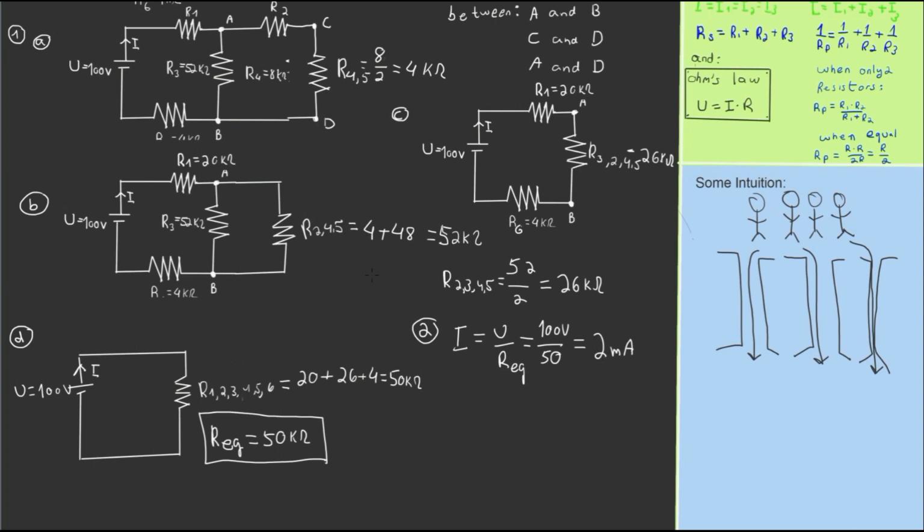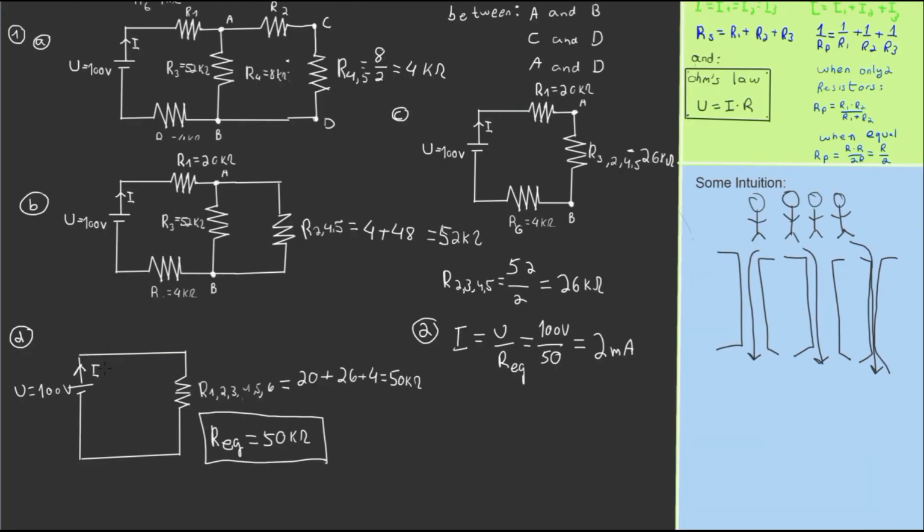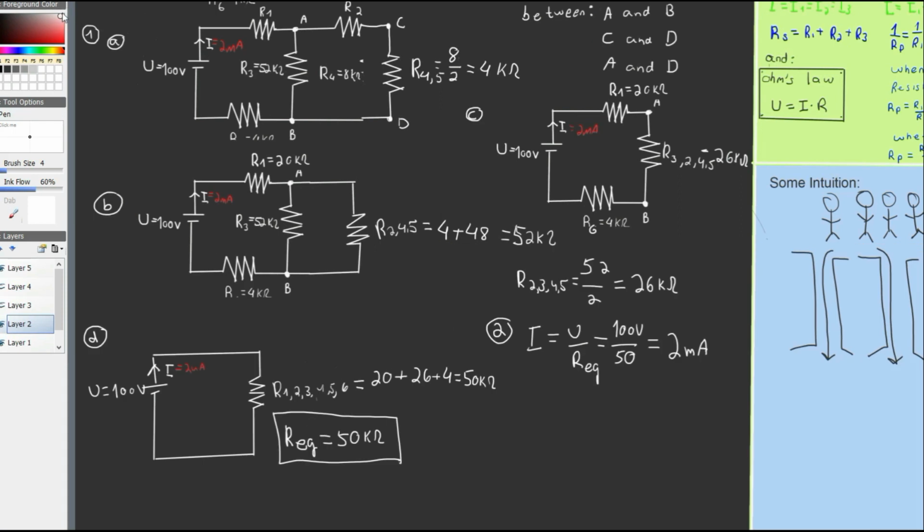So we found these 2 milliamps. Let's deploy this value throughout our circuits. This is 2 milliamps, and this is 2 milliamps, and this is 2 milliamps, and also this one. Okay, moving on.